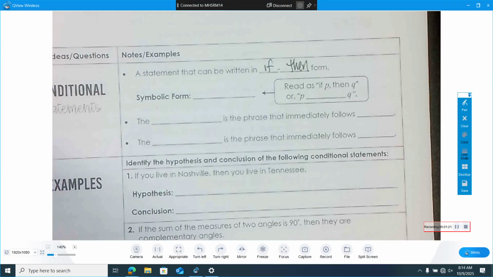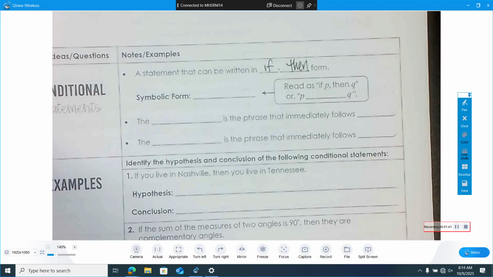If you eat your dinner, then you can have dessert. That's a good one, right? Or when you eat your dinner, then you can have dessert. All right. So these are great parenting statements, and they're also mathematical statements.